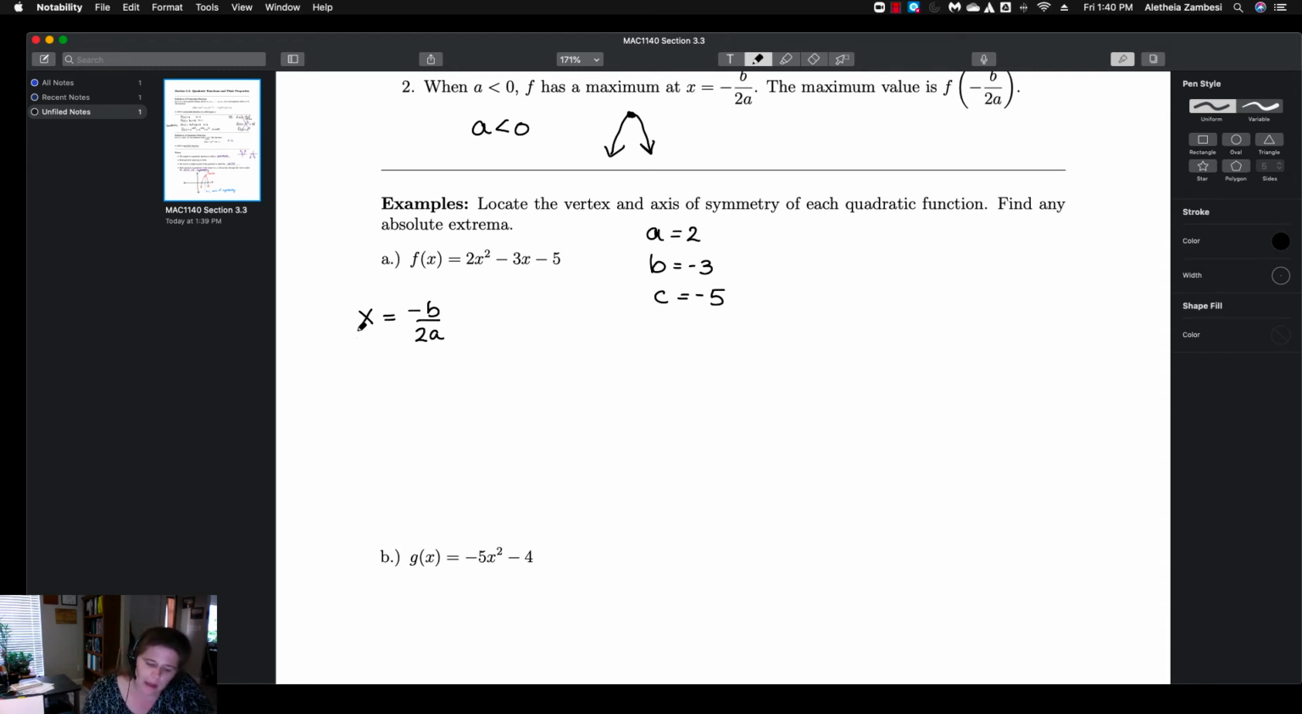So if I am plugging that in, x is equal to negative of negative 3 over 2 times 2. So we get 6. I'm sorry, we do not get 6. We get positive 3 over 4 for our x component. Now if I'm looking for the y component, then I'm going to plug that in.